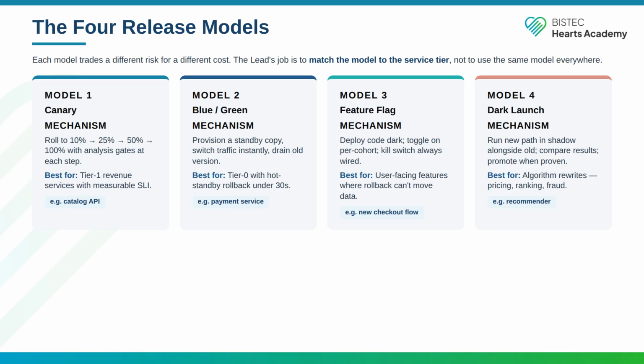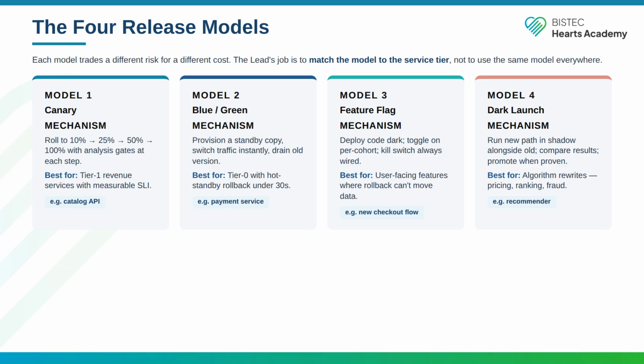Feature flags: deploy the code dark, toggle the feature on per cohort with a provider like LaunchDarkly, Unleash, or OpenFeature. The cost is code complexity and flag debt. The win is decoupling deploy from release, and a kill switch that is a single toggle. Best for user-facing features where rolling back the code is not enough. You also have to roll back the user experience.